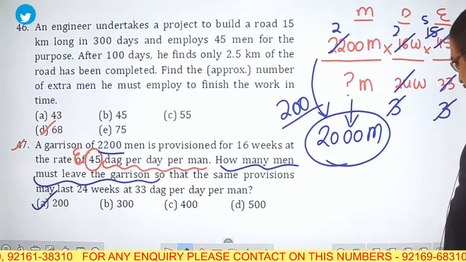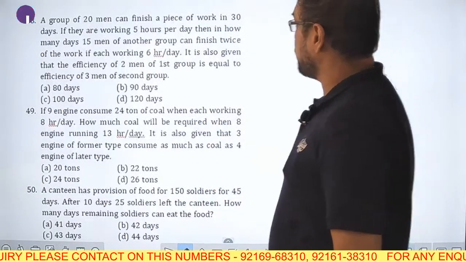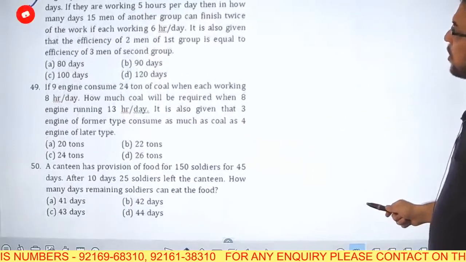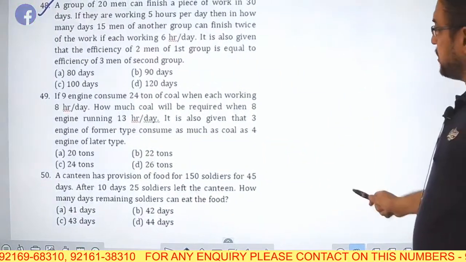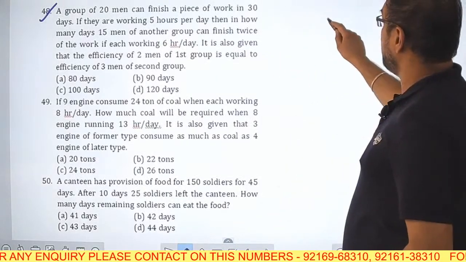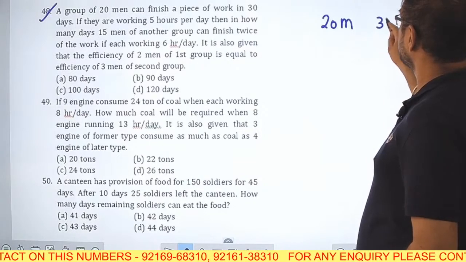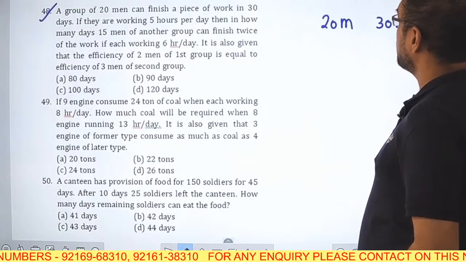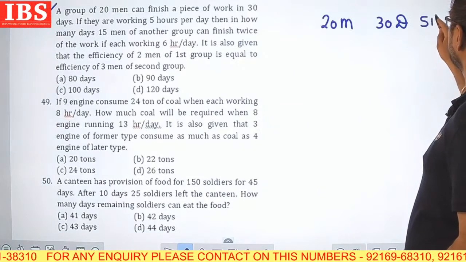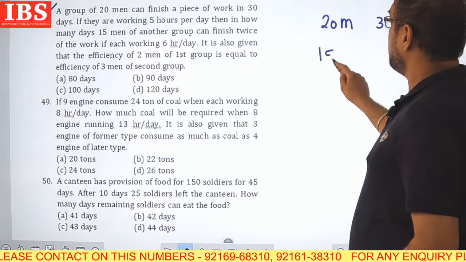Okay, let's see another question. Let's see question 48. Question 48 says 20 men can finish the work in 30 days, working 5 hours per day. Then how many 15 men of another group?